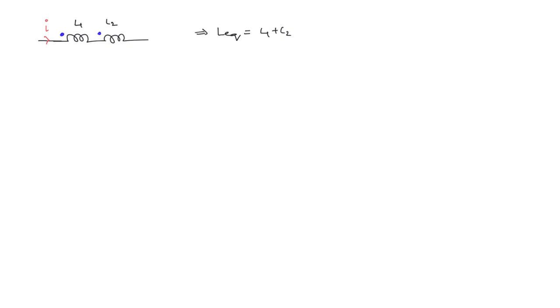Now the induced voltages you can take as plus V1, plus V2, and the total voltage we can take as V. So you can now write V is equal to L equivalent di by dt. We now need to find out this L equivalent, so we have to find out the individual voltages. What is V1? Since the current is flowing into the positive polarity of V1, the self inductance you can write as positive, so L1 di by dt.